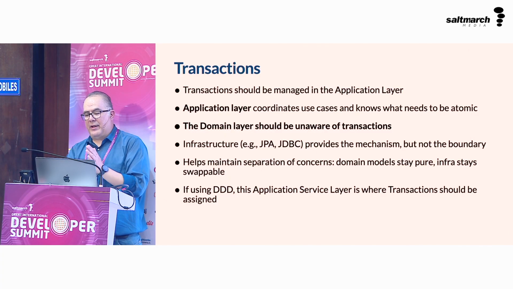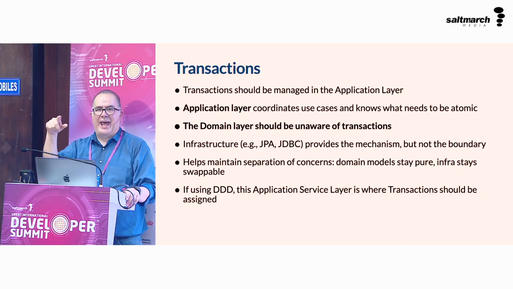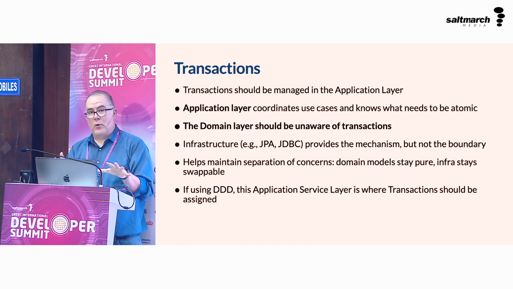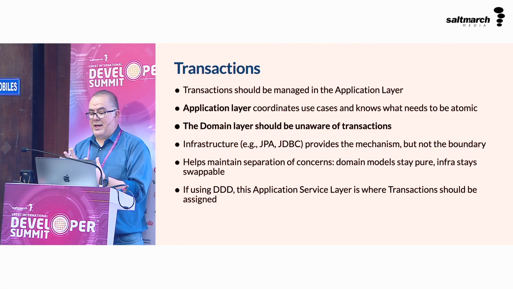So the application layer coordinates the use cases. The domain layer should be unaware of the transactions. When you do the domain, there shouldn't be anything in there that says transaction or commit or rollback. That's an outside concern. Infrastructure provides that mechanism for the transactions and helps maintain a separation of concerns. Domain models stay pure, no I/O or anything like that, but infrastructure stays swappable, an important part there.